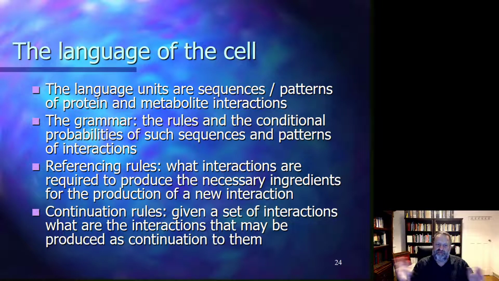Now, what we say here is that we can see the cells as systems of protein interactions and molecular interactions, and in this context, the language of the cell is the pattern or sequence of these molecular interactions. The grammar of the cell are these rules which tell you how these molecular interactions follow or can compose together. The referencing rules tell you what molecules need to be produced and what molecules need to be in what state for certain molecular interactions to happen.